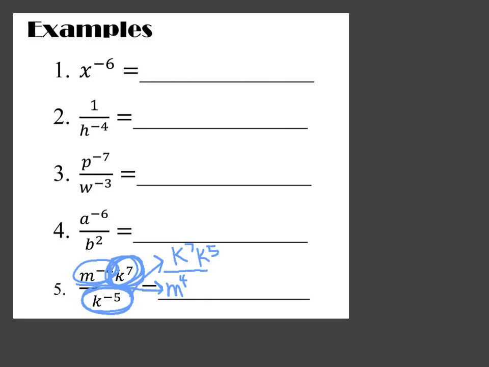Well, I can actually do one more step to this problem. I have two powers with the base of k here. So if I think about, okay, what rule can I use with these two powers? Well, k to the 7th is being multiplied by k to the 5th. So I know when two powers are being multiplied, I add their exponents. So this is going to become k to the 12th, all divided by m to the power 4.